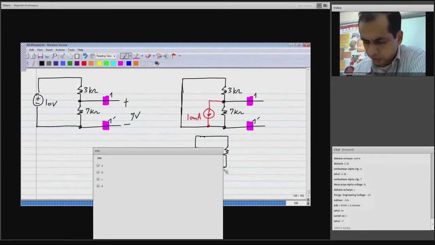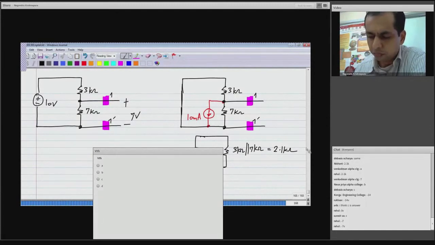So we have an equivalent picture like this. This is the 10 milliamp current source, and this is 3 kilo ohm and 7 kilo ohm in parallel, which is 2.1 kilo ohm. Okay. Now, by the way, this is 1 and 1 prime.